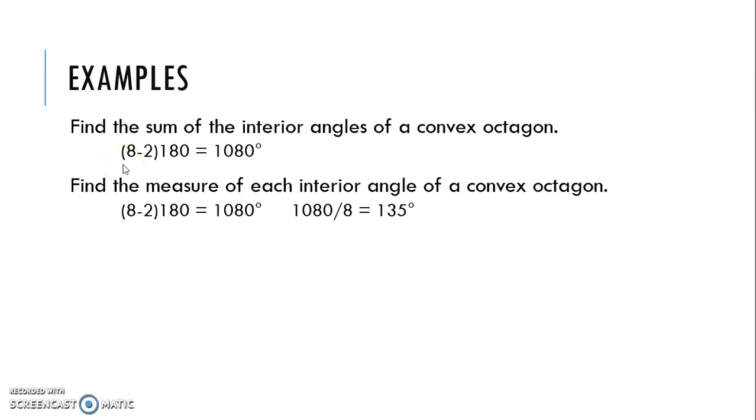For the first question, you would just do 8 minus 2 times 180, which is 1080 degrees. For the second question, you would do the same calculation and then divide by 8 to get 135 degrees.